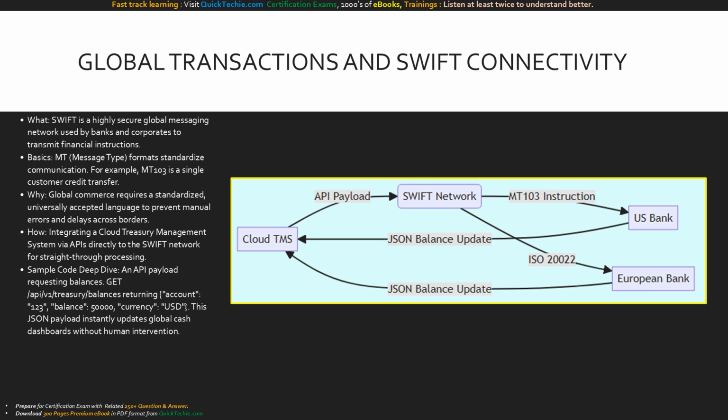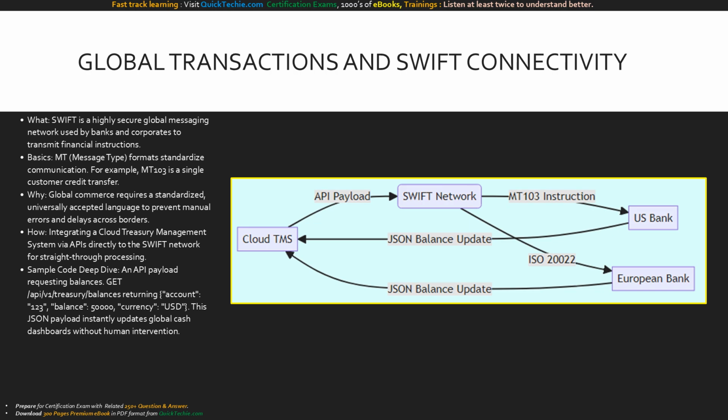Why is this vital? Because if a bank in Tokyo and a bank in New York don't speak the exact same digital language, payments fall into manual repair queues, causing massive float delays. How do modern treasuries handle this? They connect their cloud treasury systems directly to SWIFT via APIs.